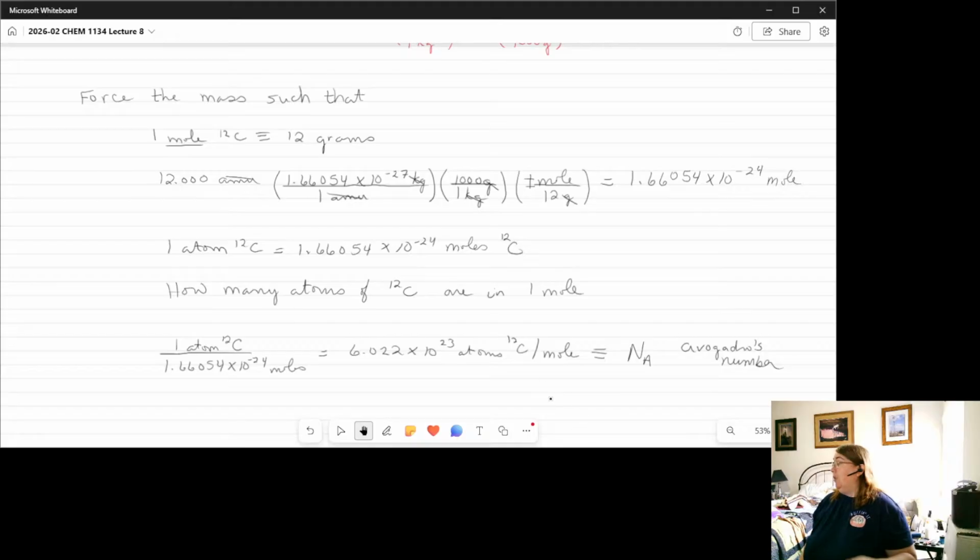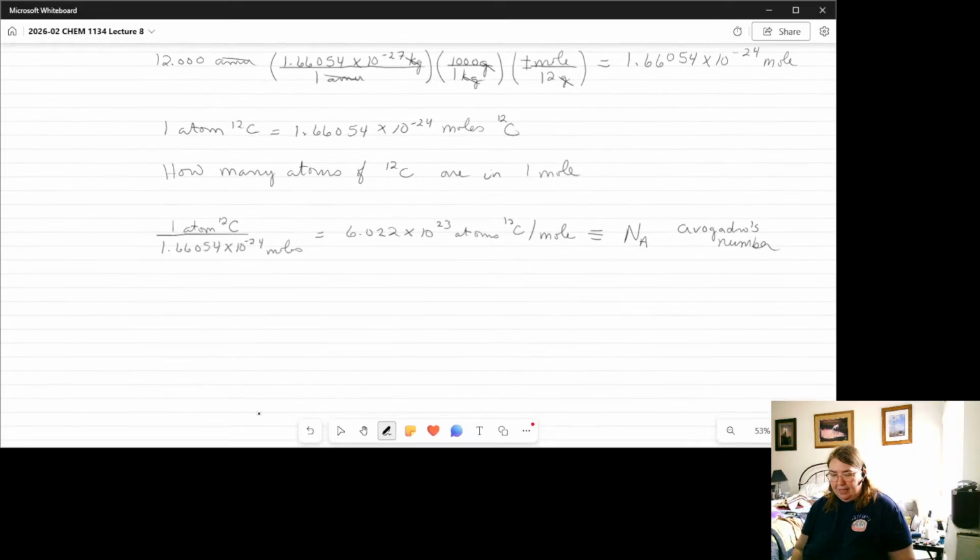Could we have chosen something else? We did. For a long time, we did exactly the same thing, but using oxygen. We just said that the mass of one oxygen-16 atom was going to be our conversion factor instead of the mass of one carbon-12 atom for the mole. And it made a subtle shift in the masses, not huge, but a little, because everything on the periodic table is measured relative to this.